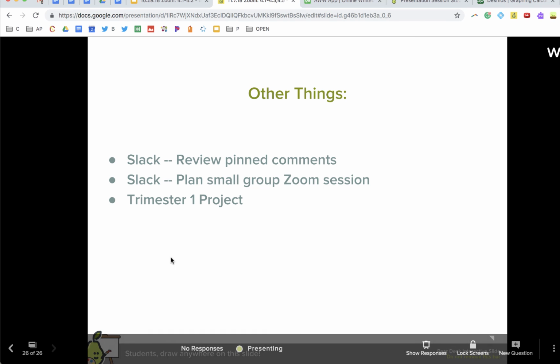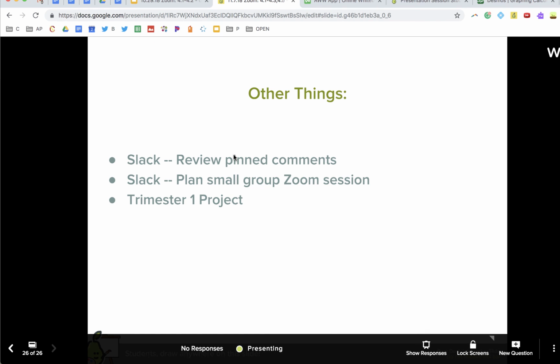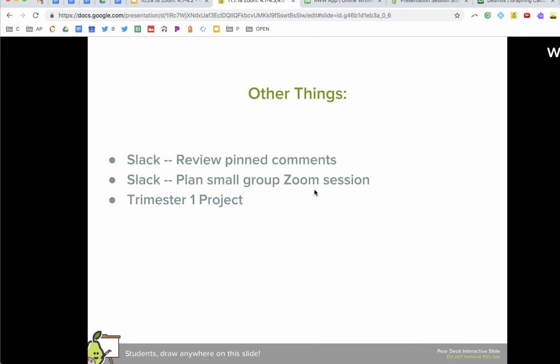3 more things. Just remember in Slack to always be reviewing any pinned comments that you see there. In Slack also, I encourage you to use the Zoom sessions channel that I've created in there. The reason that I encourage you to use that is if anybody else wants to join your chat when you're doing it, they could if you were posting it in there as opposed to if you're texting one another.